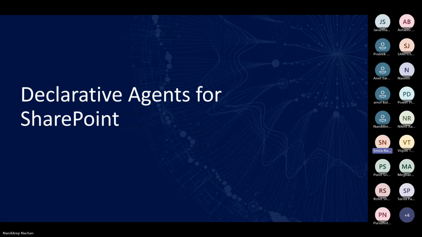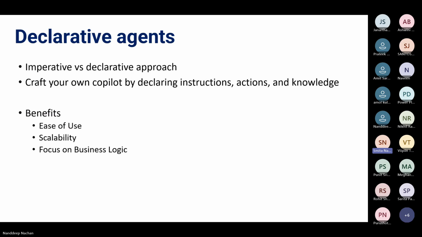These declarative agents are AI-driven assistants that operate based on what needs to be done rather than how to do it. These declarative agents are a game changer in the way we design and interact with these AI-powered copilots. So let's see the imperative versus the declarative approach. To understand the declarative agents, let's first distinguish between these two fundamental programming approaches: the imperative and the declarative.